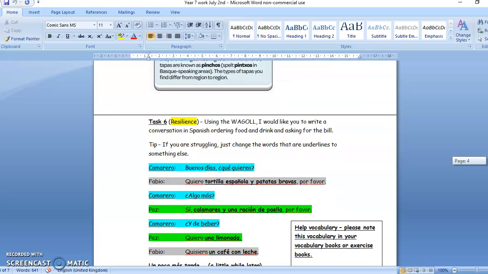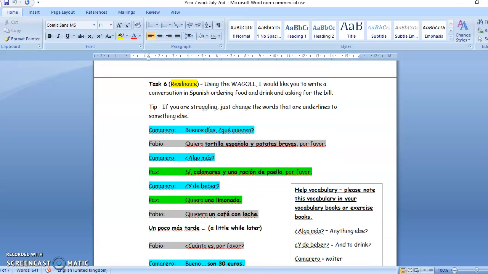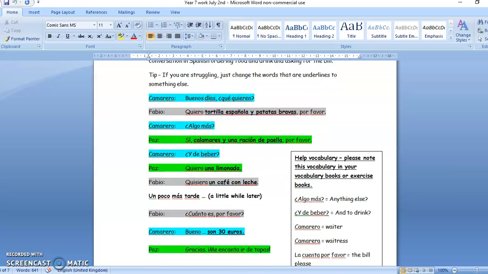Okay, so task 6, your resilience task. Now, what I've done is a waggle, so what a good one looks like. And I would like you to write a conversation in your exercise books or on paper if you don't have your books, in Spanish, ordering food and drink and asking for the bill. Okay, very important. So what I'm going to do is just read the conversation.